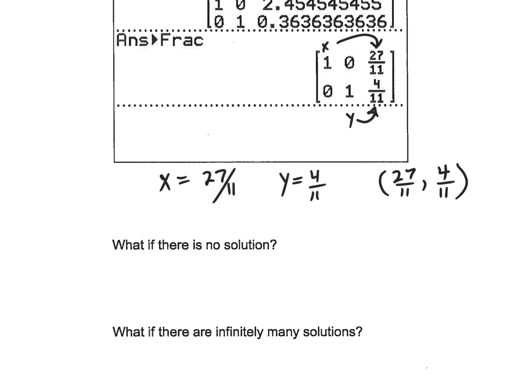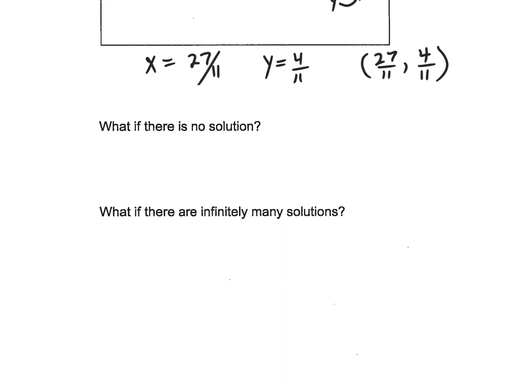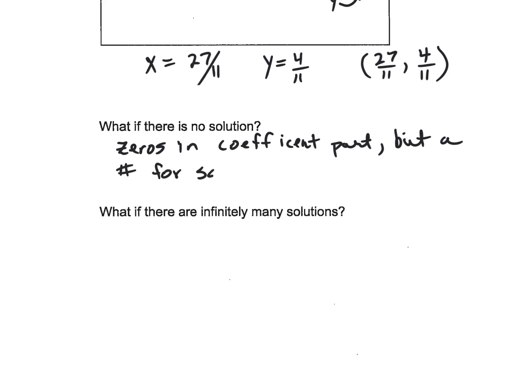Now, we still have to account for no solution and infinitely many solutions, don't we? So no solution is when there's zeros in the coefficient part, but a number for the solution. That would look something like this. 1, 0, 2, 0, 0, 1. This part right here is the part that tells us that it's no solution. So you see what I'm saying? There are zeros in the coefficient part, that's the first block, and then a number, like a 1 or a 12, it doesn't matter what number's there. That's where we know there's no solution, because 0 can never equal 1, can it?